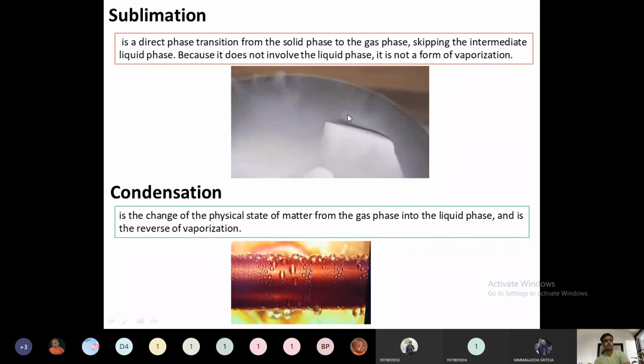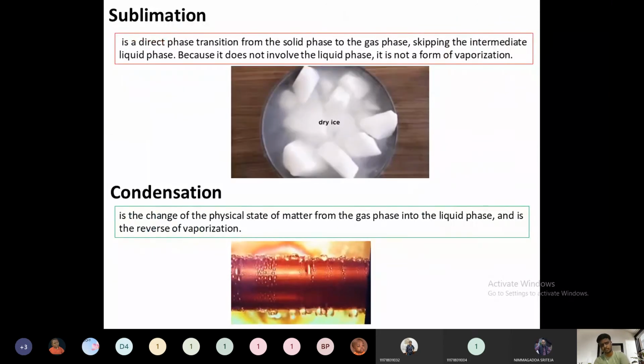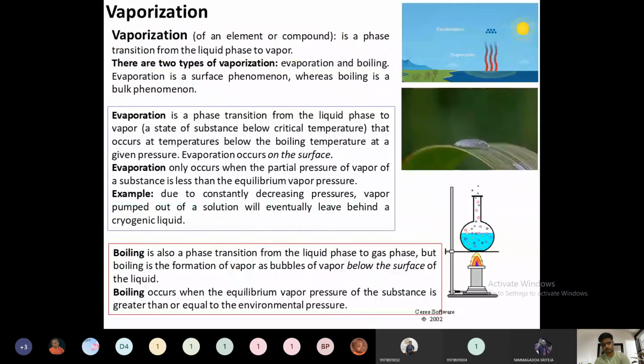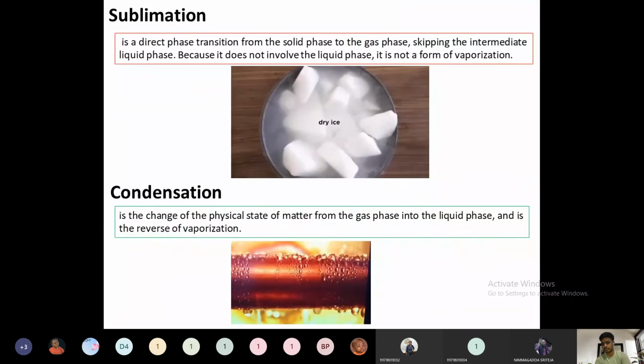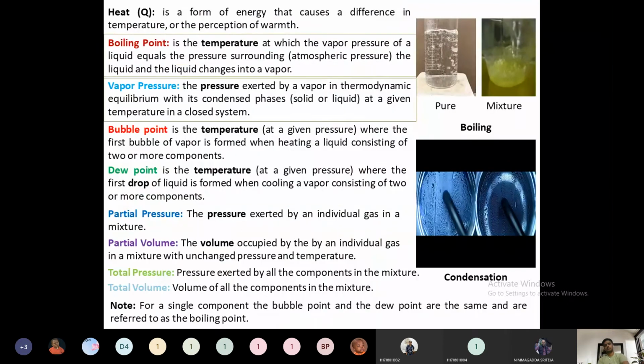Hope you understood. Among all these things, whether it is sublimation, condensation, vaporization, evaporation or boiling, heat is the common separating agent. So what is heat? It is a form of energy that causes a difference in temperature or a perception of warmth. Temperature is a measure of the amount of heat present in a particular system. So heat is nothing but a form of energy.